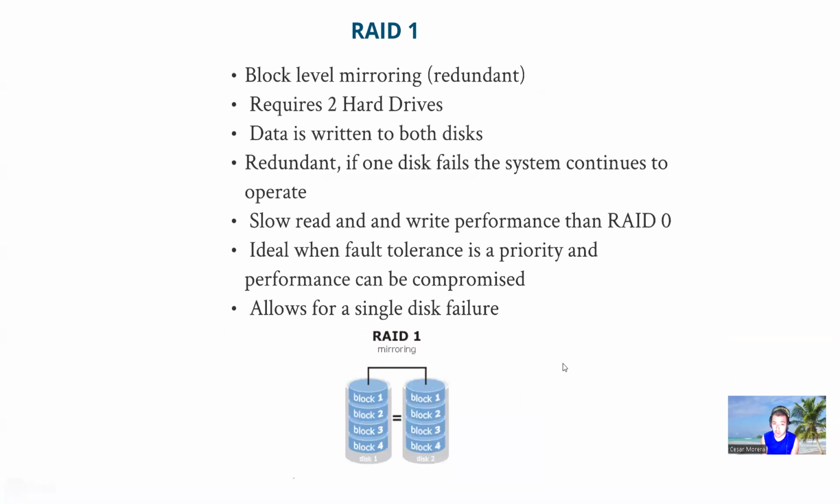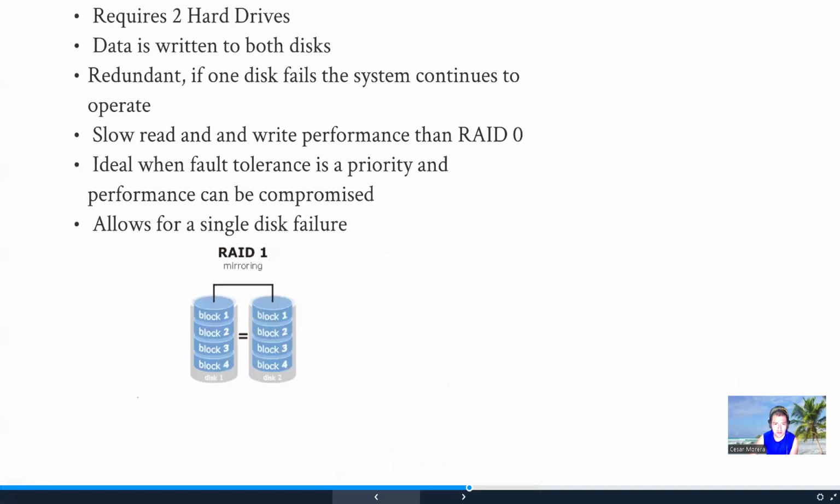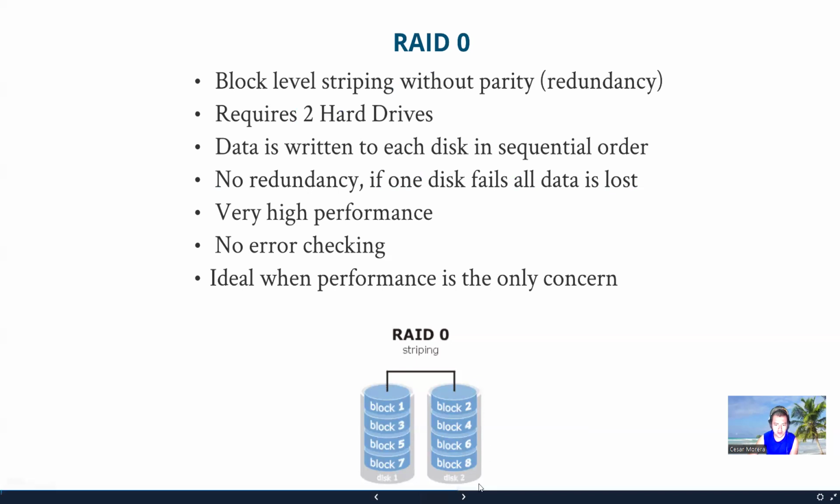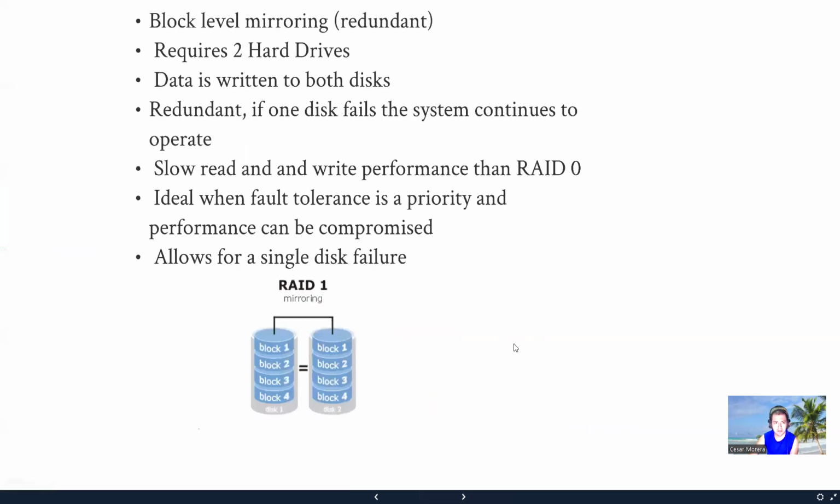We have block level mirroring, redundant. It requires two hard drives. So the previous one required two hard drives too, but it doesn't have redundancy: if one disk fails, the data is lost. Let's see what happens with this one.